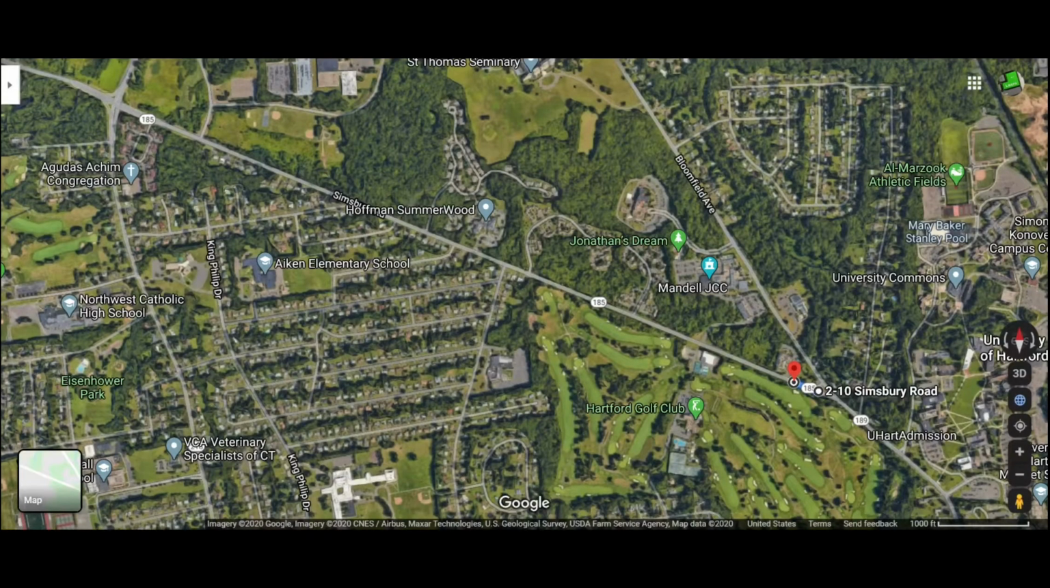And now, here I am at the other endpoint. Let's take a look at the path that I drove down Simsbury Road. So on this map, you can see that I'm in a straight line from my starting point to my ending point. That means that I've got a straight path connecting 2 points, which makes this 1.5 mile drive a line segment.